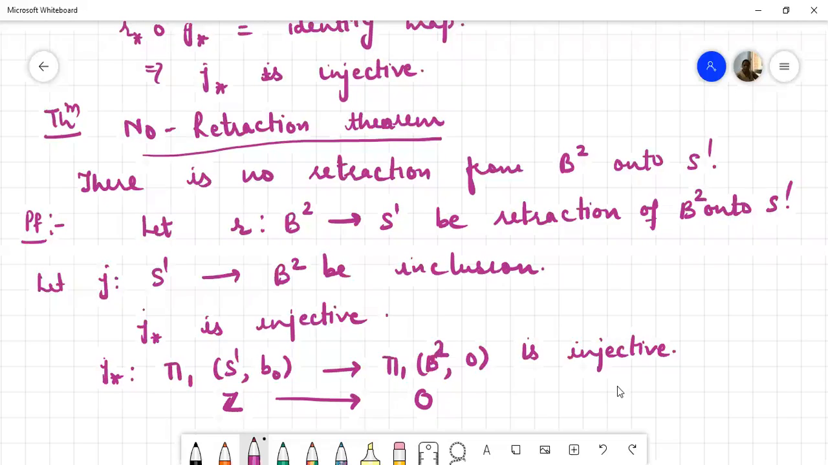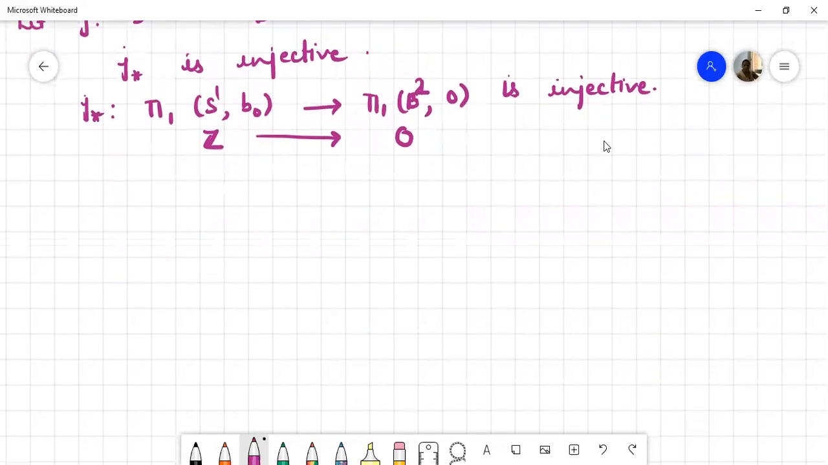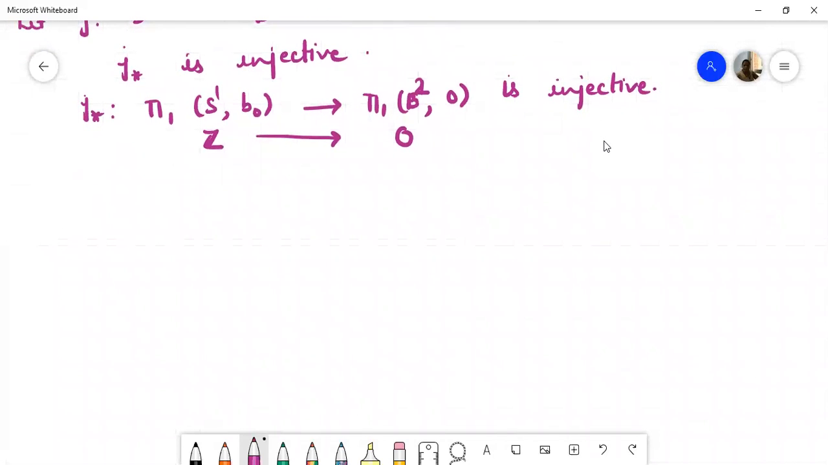So that is a contradiction. So it means there is no retraction of B2 onto S1. This contradiction completes the proof of the result.